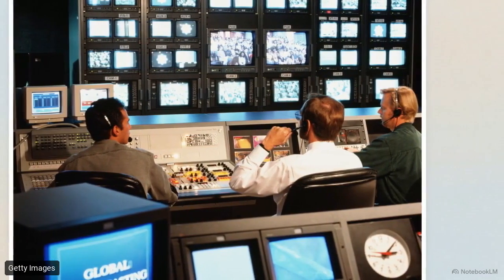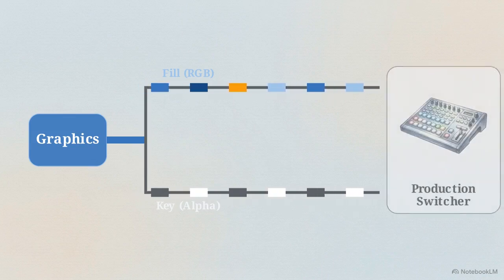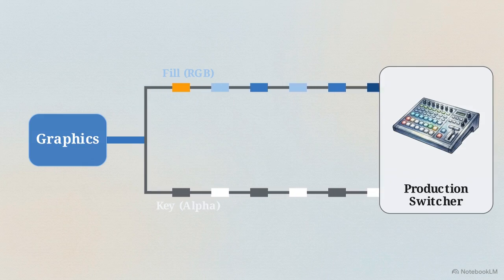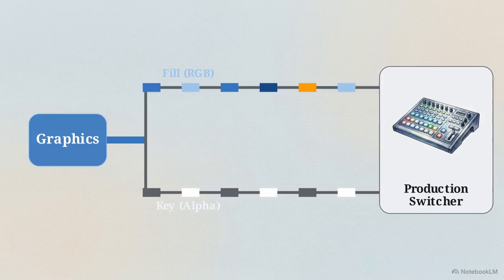powered them for decades. The legacy pipeline requires graphics to be pre-rendered into static video sequences. This involves a fill channel for RGB data and a separate key channel for the alpha transparency mask, which are then piped into the production switcher as two independent video feeds. This diagram shows the resulting bottleneck.